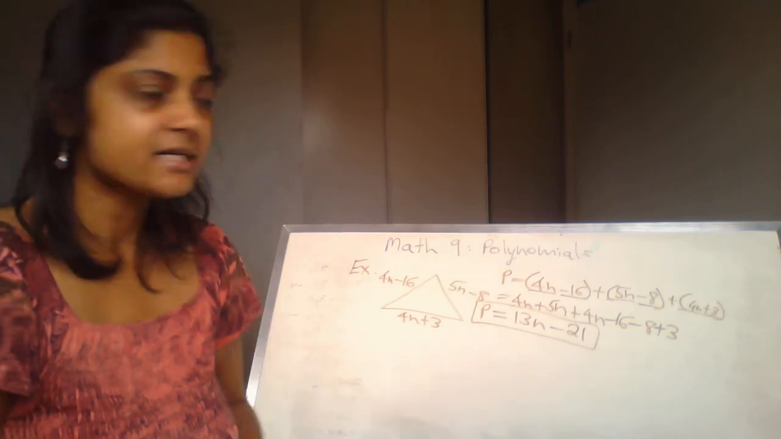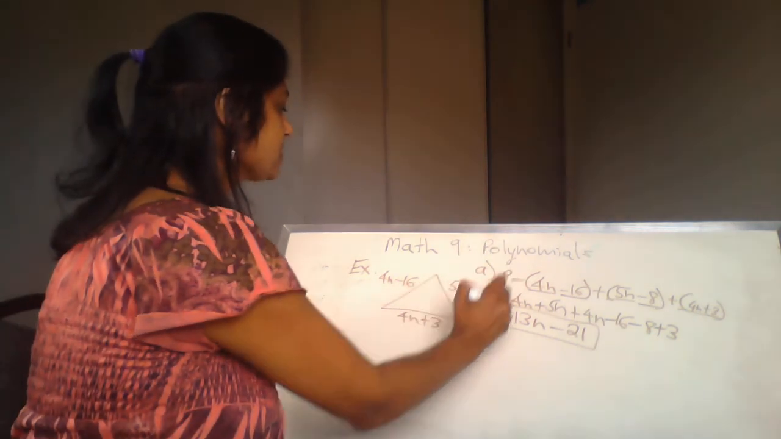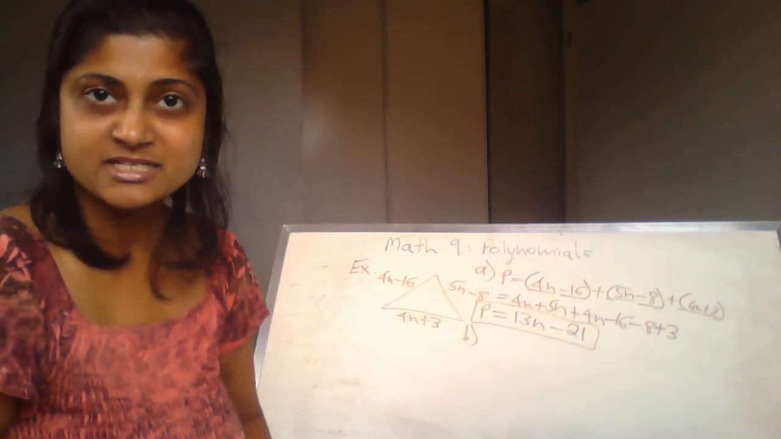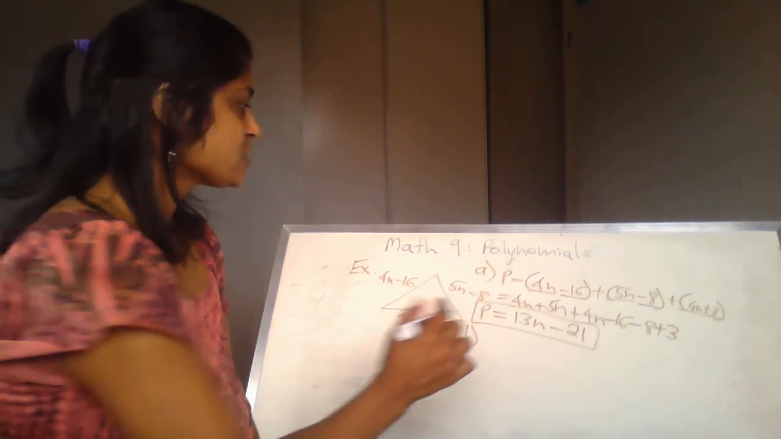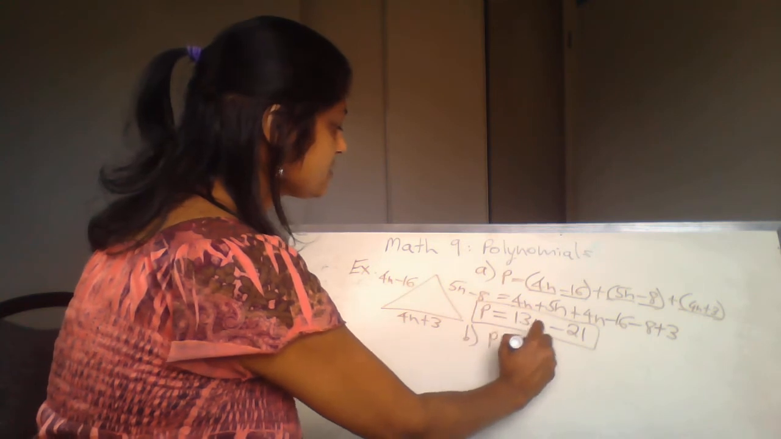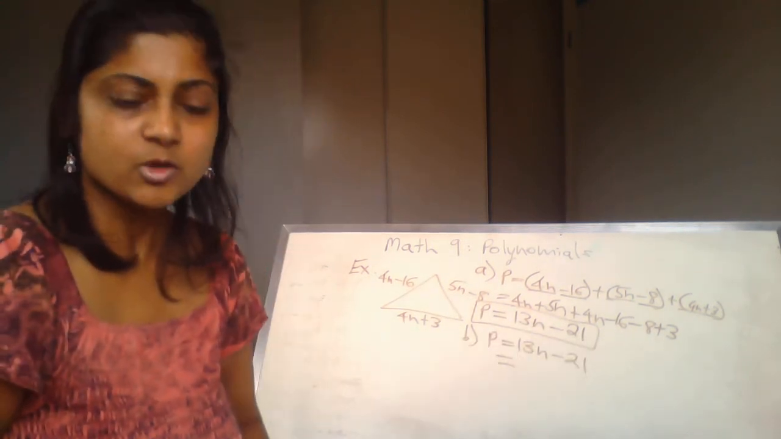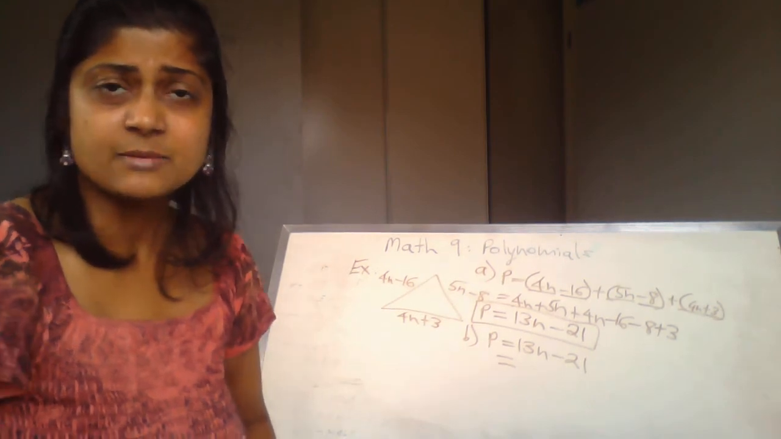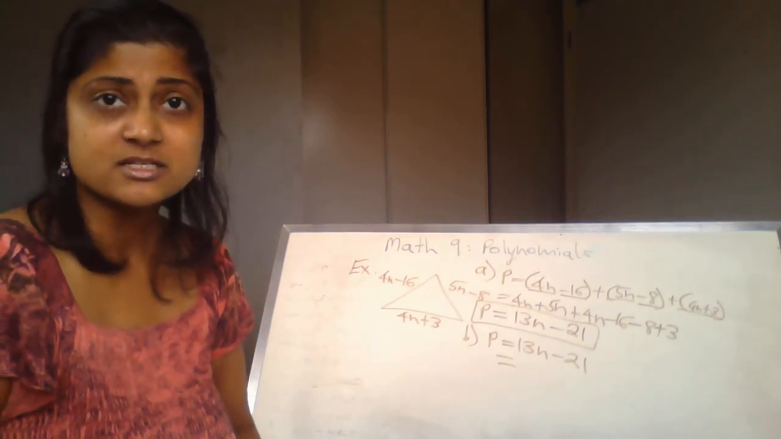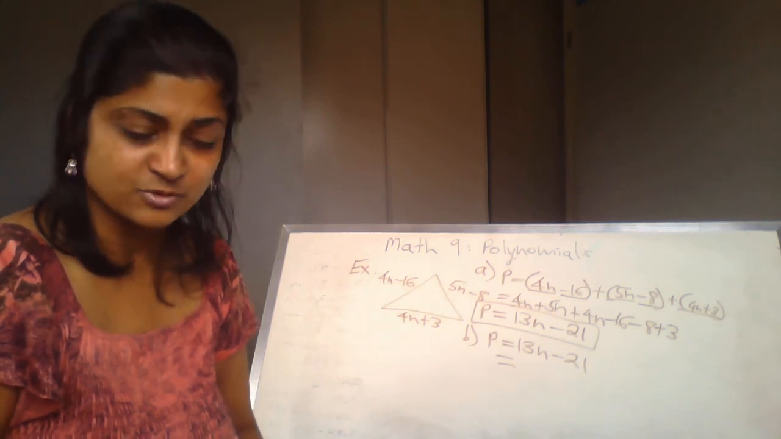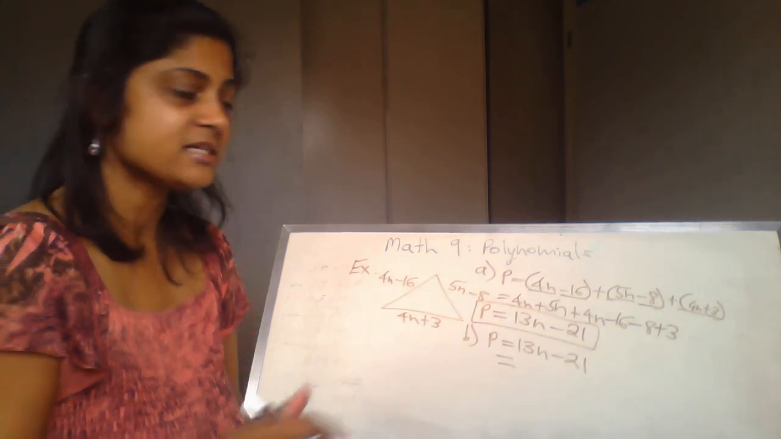So this is part A here. And part B says determine the perimeter when n is equal to 5. So all I'm going to do is write out my expression one more time. And there will always be a part B to these application questions. The teacher wants to test your knowledge and make sure you're understanding the concepts of polynomials. So find the perimeter when n is equal to 5.